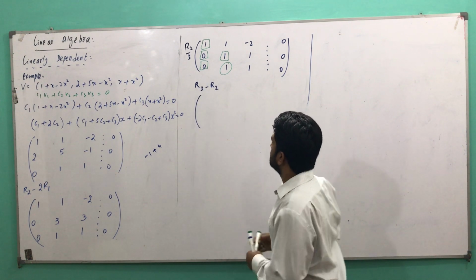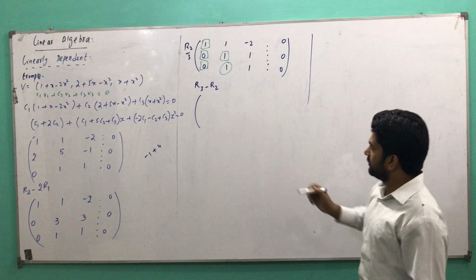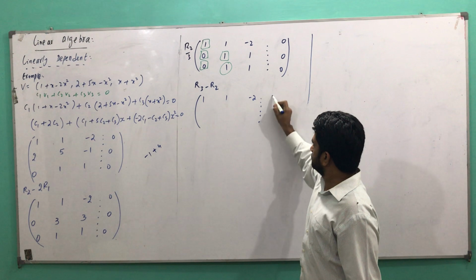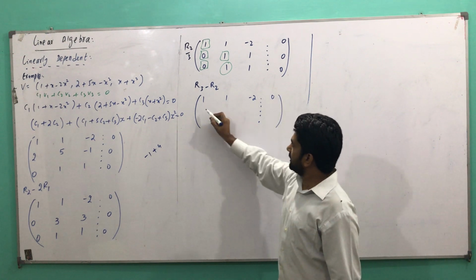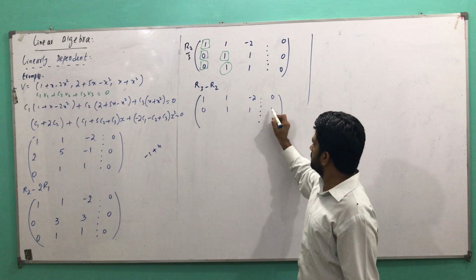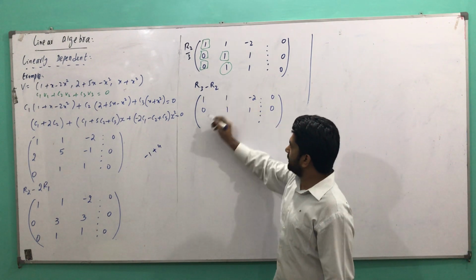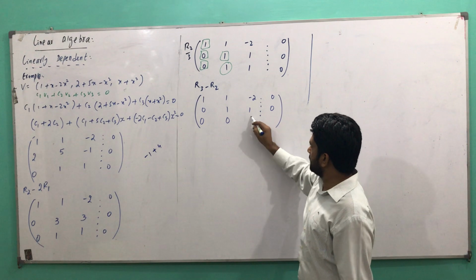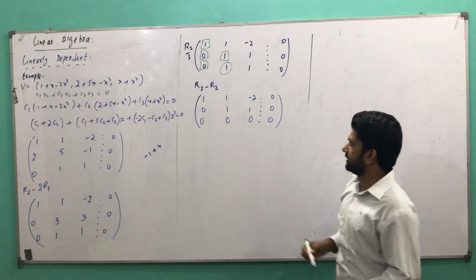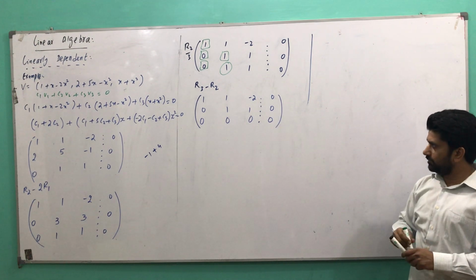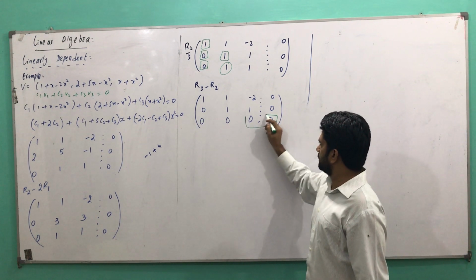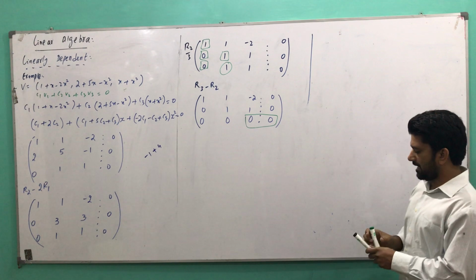So look at this. When you subtract, the first row stays as it is, and the second row stays as it is. When you subtract row 3 minus row 2, you have 0 here, and similarly you have 0 and 0 here as well. So you see you have completed this row as 0.